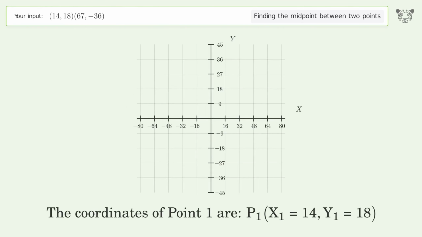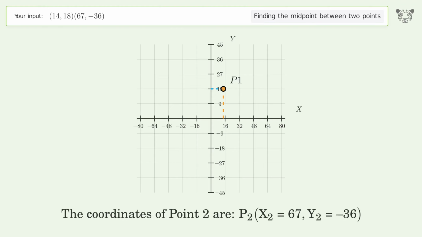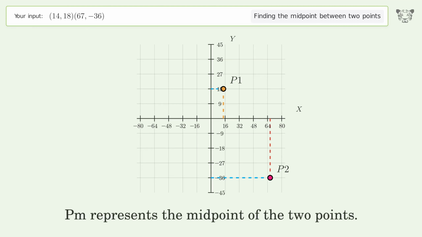The coordinates of point 1 are, x1 equals 14, y1 equals 18. The coordinates of point 2 are, x2 equals 67, y2 equals -36. PM represents the midpoint of the 2 points.